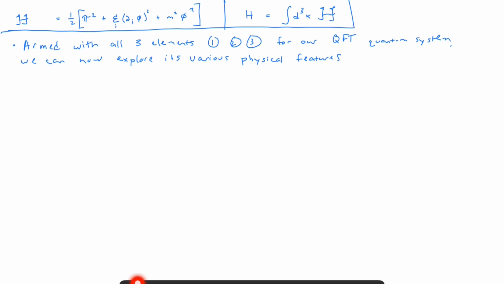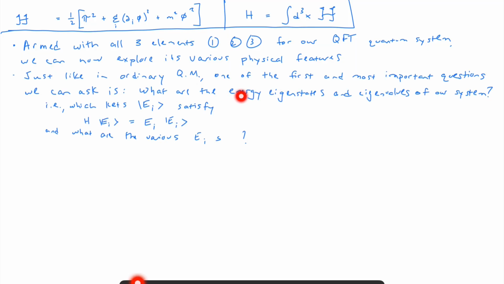Armed with all 3 elements, 1, 2, and 3, all those 3 big parts of any quantum mechanical system, we can now explore its various physical features. Now for QFT, we have everything we really want whenever we define a physical system and quantize it. We have our Hilbert space, our operators, and our Hamiltonian.